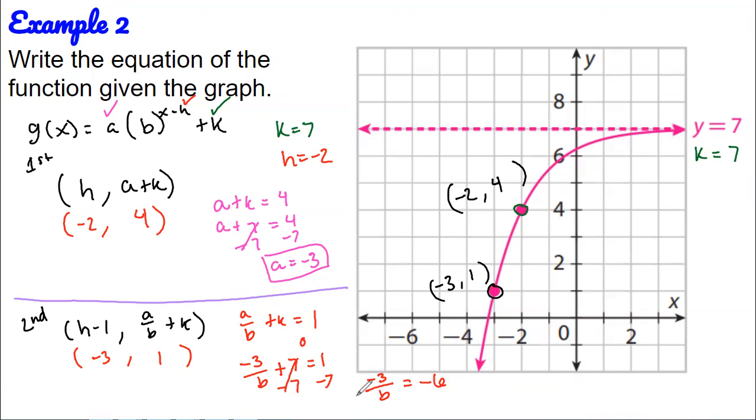-6. Now I can cross multiply and divide. So I have -6 times b equals -3, and then divide by -6. Therefore, we have b equals -3 divided by -6, positive. There you go, 1/2. The negatives turn into positives, and then I simplify by dividing by 3, and I get 1 over 2. All right, ready to write our equation.